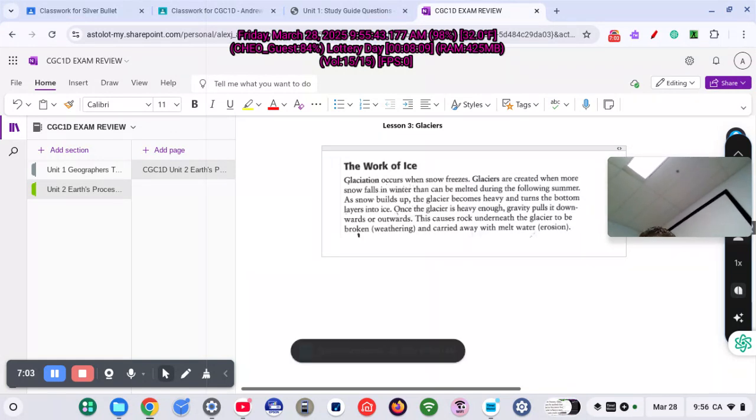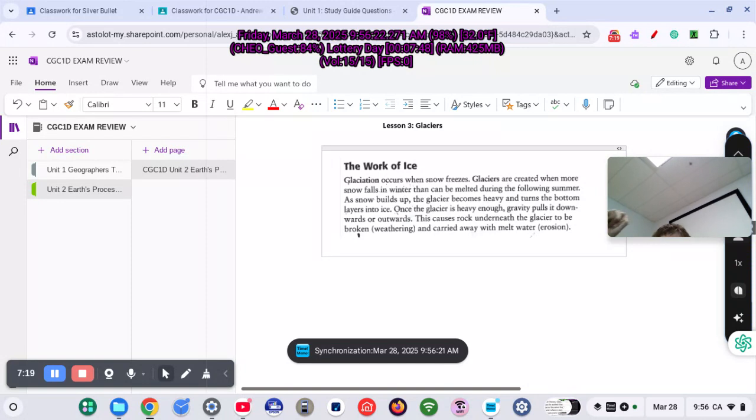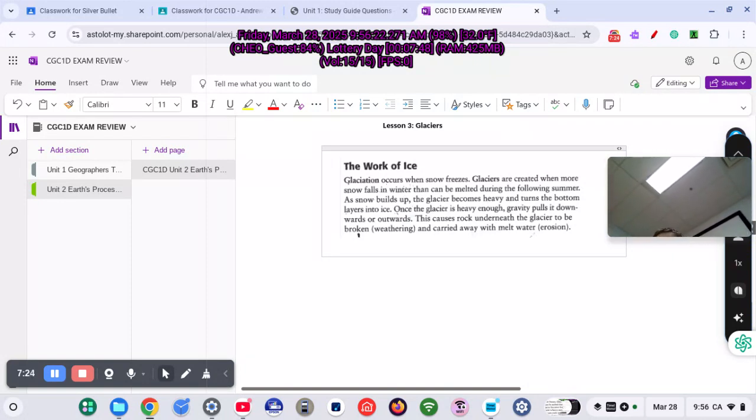Okay? So I want you to think about that. So what is our process? How is a glacier made after you read that paragraph? Okay, Alex? It occurs when more snow falls. So if not all the snow melts the following summer, then more snow will come on. It will harden the old snow, and then it just keeps going and going.